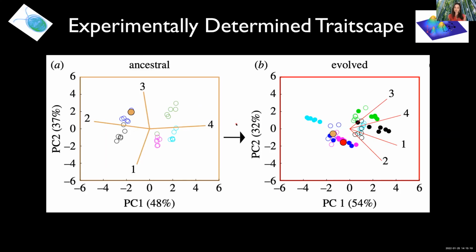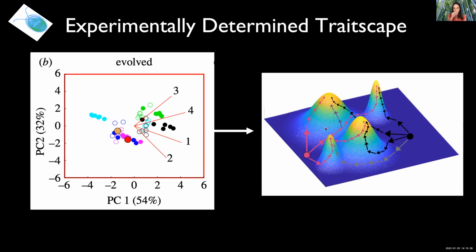So we can use actual data to construct these traitscapes. For this study, we use the Chlamydomonas data I mentioned briefly. We can use them to construct these PC spaces. And we also know where ancestral populations occurred and where the evolved populations occurred, which is just a start and an endpoint for our model simulations.